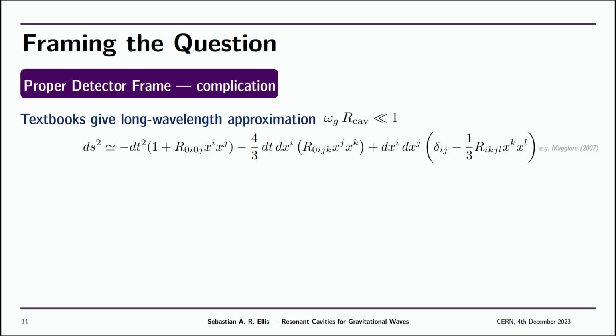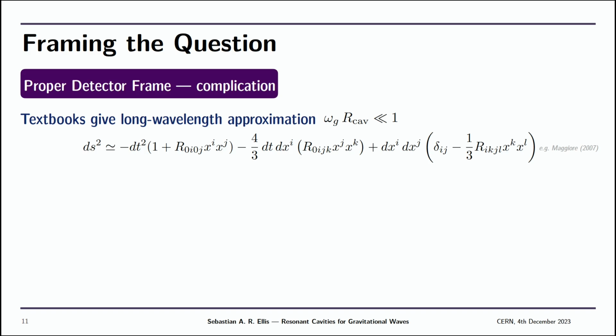However, there is a complication. So if I'm going to work in the proper detector frame, and I think about what the metric looks like in the usual proper detector frame as given, for example, by my colleague Michele's textbook, you would see that you've got a very nice compact expression, but there's a very suspicious-looking sim equals at the beginning of that line. And the reason why that's a sim equals is because this is actually the long wavelength approximation.